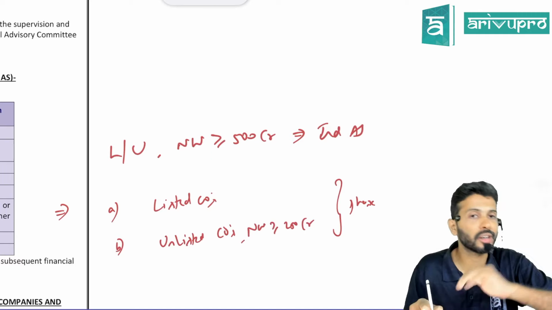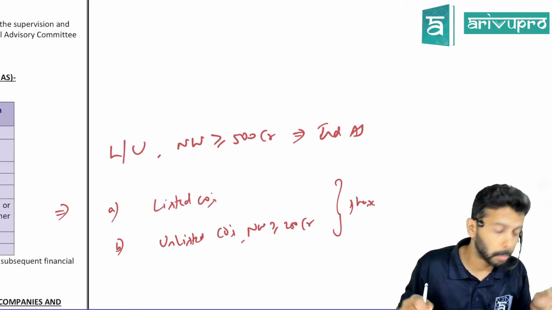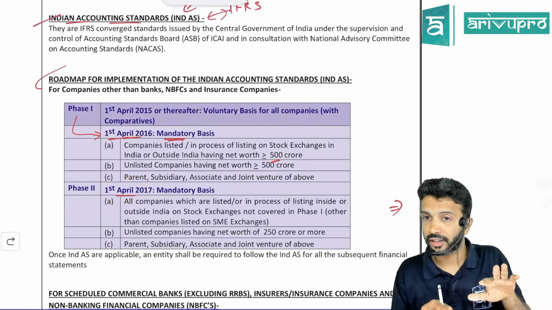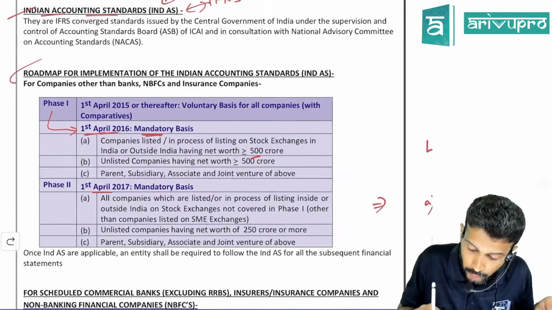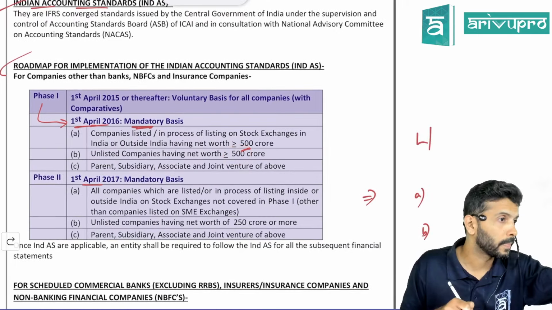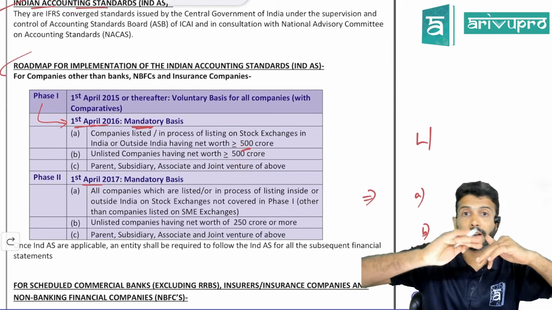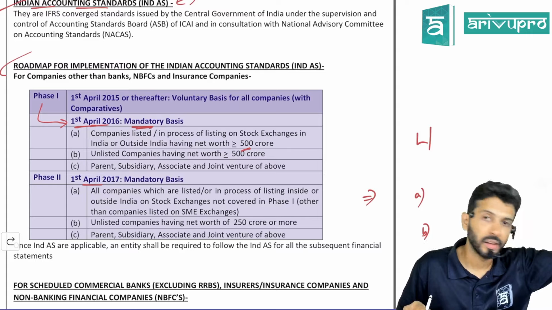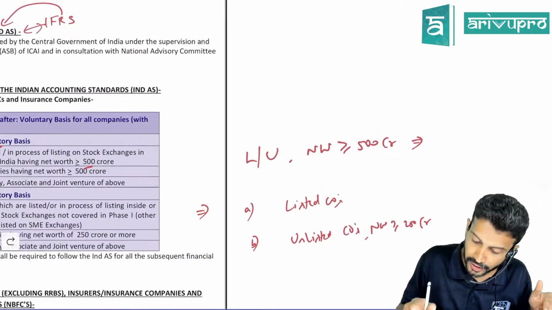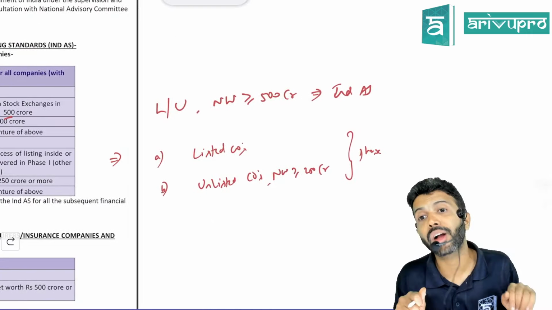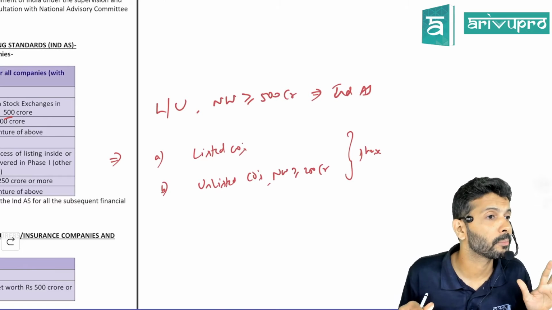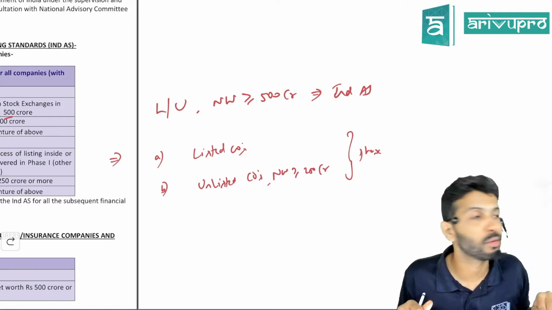If their net worth is 250 crores or more, then Ind AS will be applicable to such companies on 1st April 2017. If you are unlisted and if your net worth is 500 crores or more, you come under phase 1. If your net worth is 250 crores or more, but less than 500, then you come under phase 2. So what if your net worth is only 50 crore? Ind AS is not applicable for you.